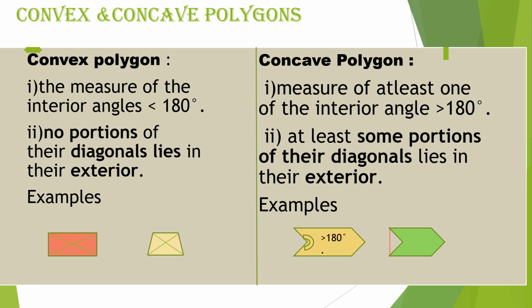Next we have convex and concave polygons. In convex polygons, the measure of interior angles should be less than 180 degrees, while in concave polygons, at least one of the interior angles is greater than 180 degrees, which is mentioned in the figure also. Second is, no portion of the diagonals lies in the exterior. That is, in figures, if you are drawing the diagonals, the portion will not lie outside, while in concave polygons it will lie outside, which you can observe in the figure.